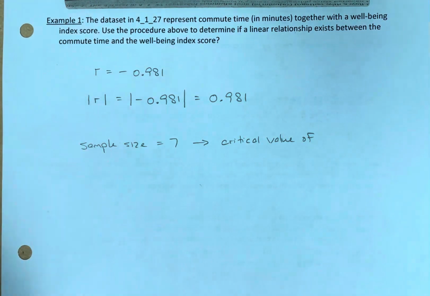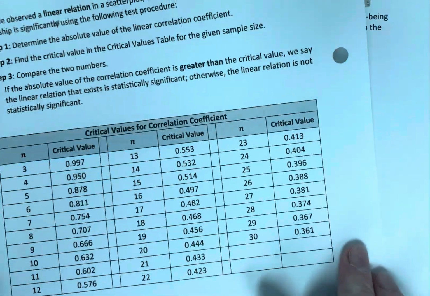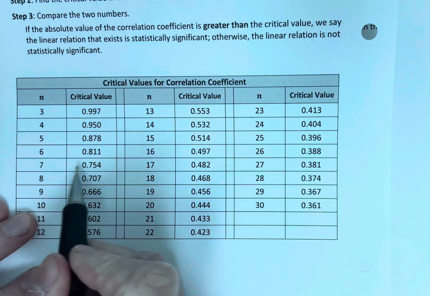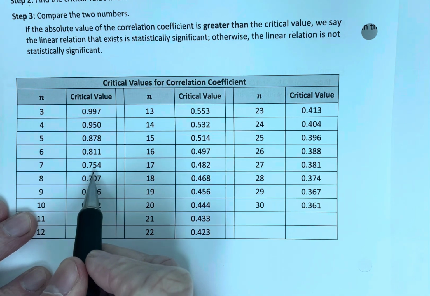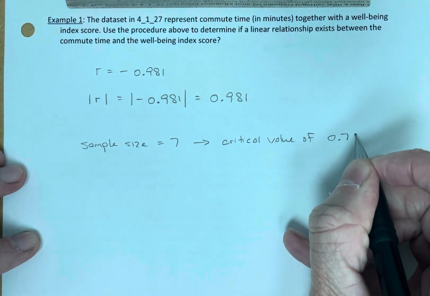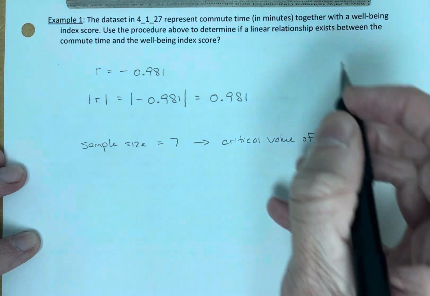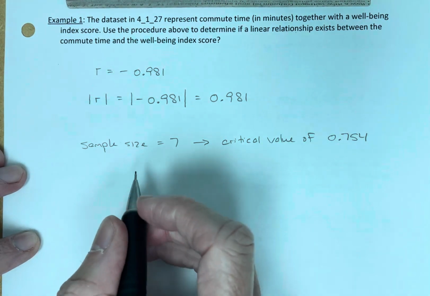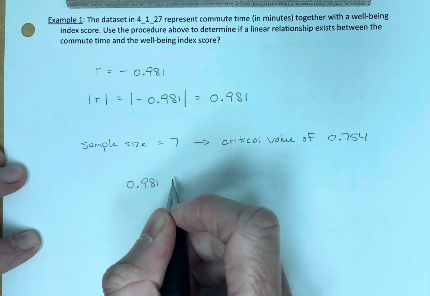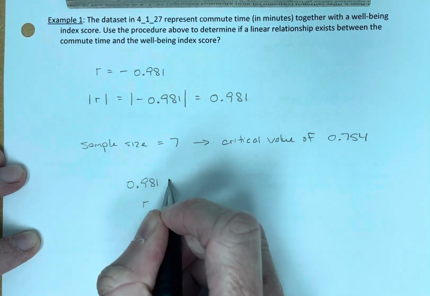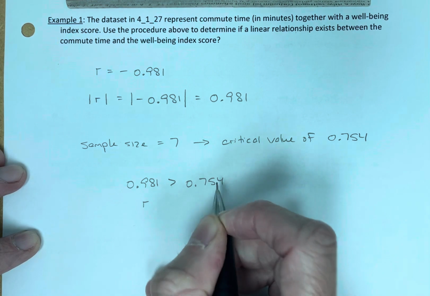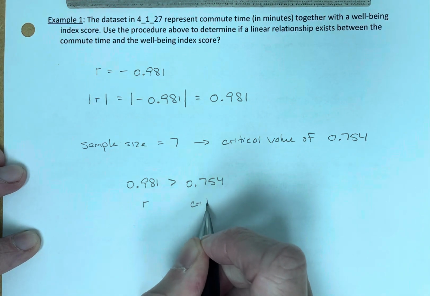of, well, here's our critical values table. Our sample size was 7, so our critical value is 0.754. Okay, 0.754. And we want to compare those two. Okay, 0.981, which is R, is greater than 0.754, which is the critical value.